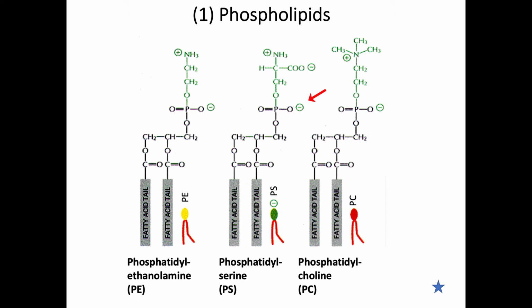So this is a charged phospholipid with a negative charge. These are neutral phospholipids without any charge, but all of them are polar, meaning the head group is polar. Remember that the tail is always hydrophobic and non-polar. So this will actually face either the environment outside the cell or the cytosol.